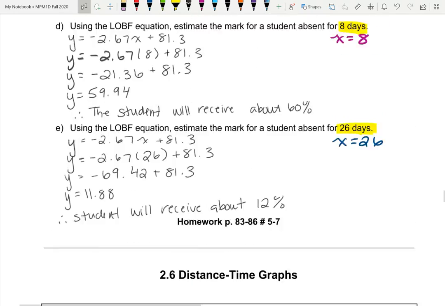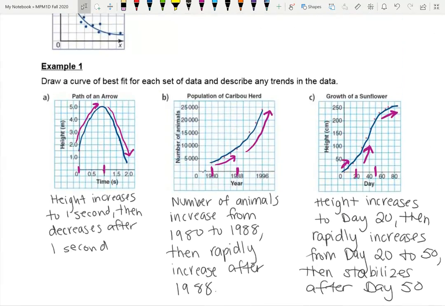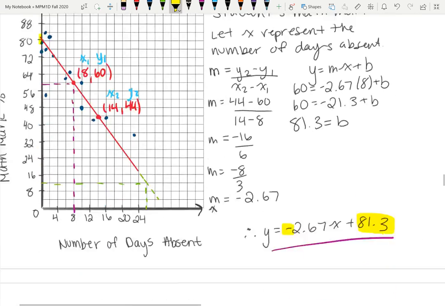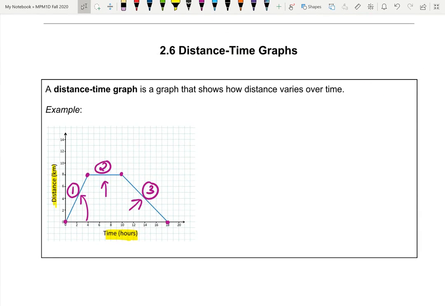Remember, we were talking about that back here when we were analyzing these curves of best fit. The steeper the line, the faster something was moving or accumulating. So it's the same thing. The steeper the slope, the faster someone is moving when we're dealing with a distance time graph.